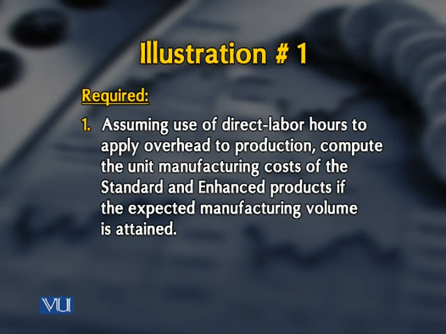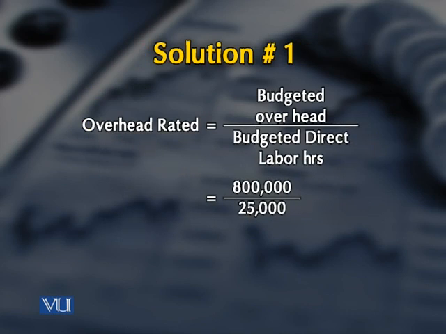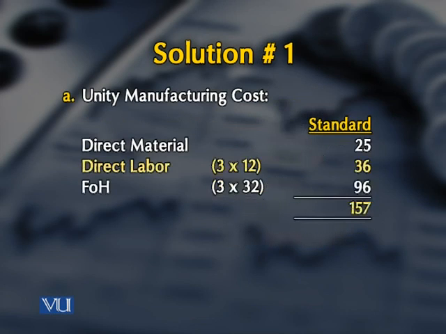And assuming activity-based costing, compute the unit manufacturing cost of standard and enhanced product if the expected manufacturing volume is attained. So let's see how the traditional costing is done. Now budgeted overheads in total is 800,000 and the budgeted labor hours are 25,000. So the rate comes to 32 per direct labor hour. Now how many labor hours are used by standard?